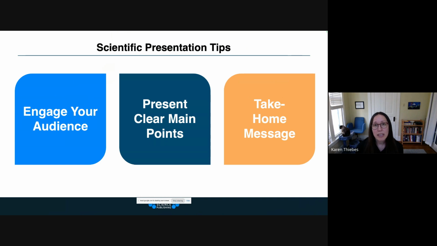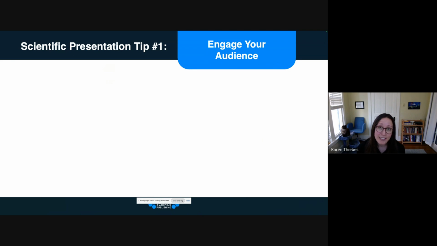These 3 main core components I consider essential to creating an effective talk. If you don't have ideas or plans for engaging your audience, presenting clear main points, or making a clear take-home message, you're probably not doing as effective a job as you could be in sharing all the information, whether that's your research or other types of information, to your audience, where they can walk away saying, great, I get what you were trying to tell me, and I'm excited about what you were trying to tell me. So let's go ahead and jump in and start with those tips for engaging your audience.